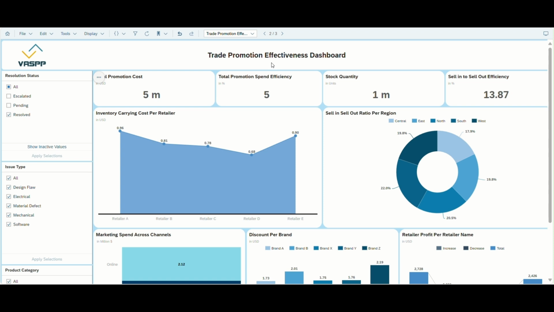To sum it up, this isn't a dashboard. It's a business GPS for trade promotions. It steers every stakeholder towards smarter, faster, and more profitable decisions.